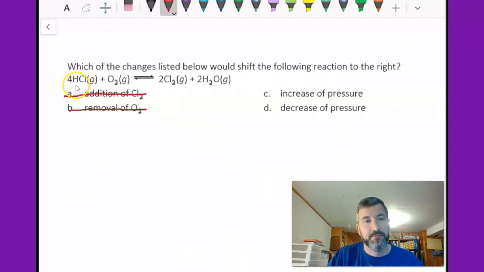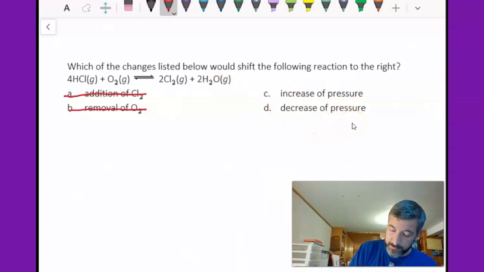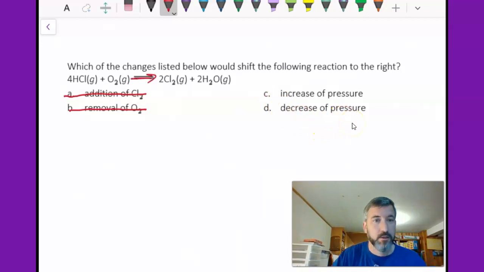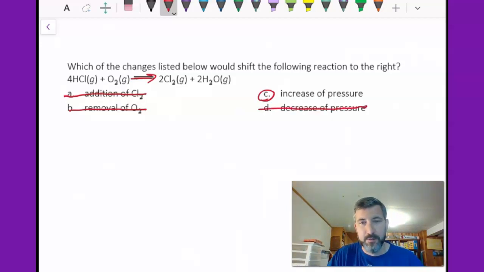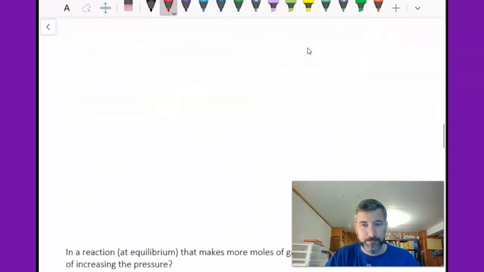But it looks like I've got 5 moles of gas on the left and only 4 on the right. So if I increase pressure, the reaction system is going to try to make less gas, which would shift it to the right, making 4 moles instead of 5. So the correct answer was in fact C. And of course D, we always want to check our other options, but if increase in pressure is correct, then decrease can't be correct. Okay, try another one.